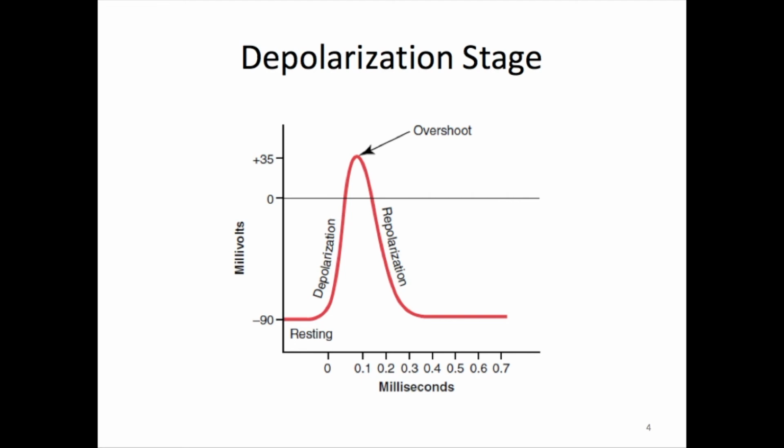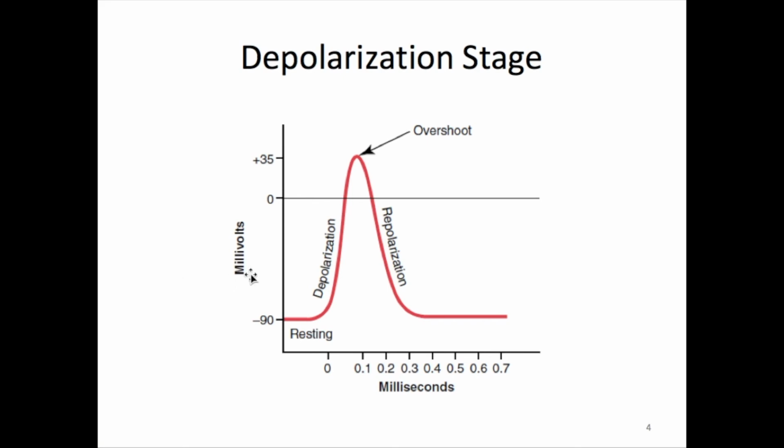In the depolarization stage, the membrane suddenly becomes permeable to positive ions, such as sodium ions. A large number of positively charged sodium ions diffuse to the interior of the axon, or you can say the interior of the cell. The potential rises rapidly in the positive direction. The change in the voltage stimulates the opening of additional voltage gated sodium channels.